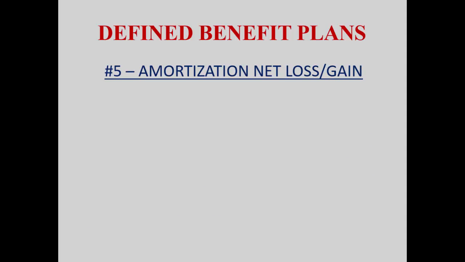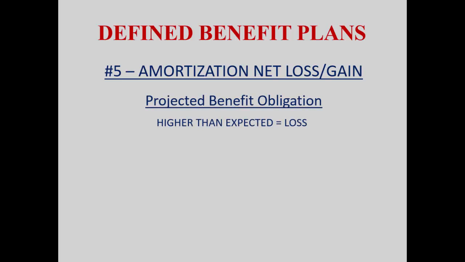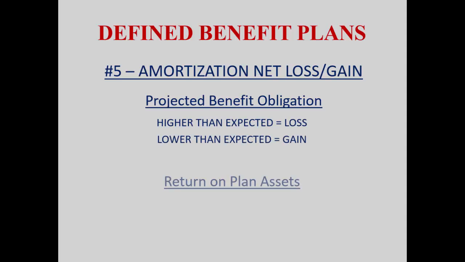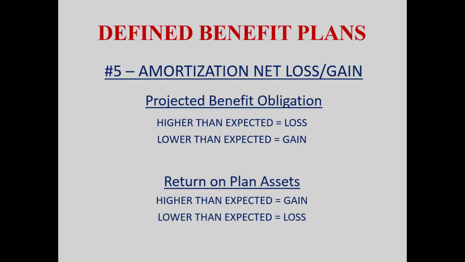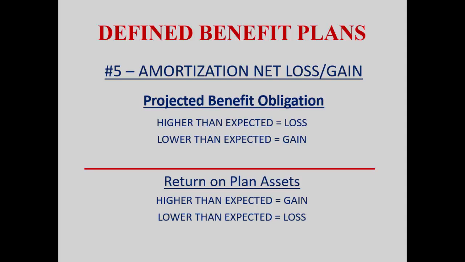Number 5 that goes into the pension expense, amortization of net loss or gain. So if the projected benefit obligation, not the expense, the obligation, if it's higher than you expected it to be, that represents a loss. If it's lower, that's a gain. And the return on plan assets, it's just the opposite. If it's higher than expected, that's a gain. You earned more on your investments. Or if it's lower than expected, it's a loss.